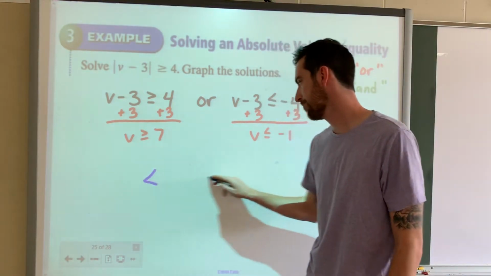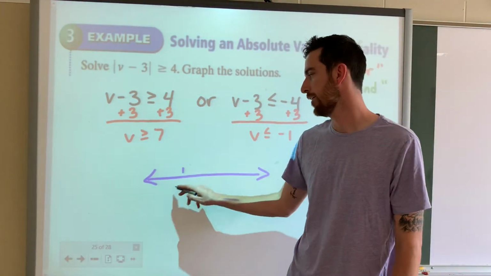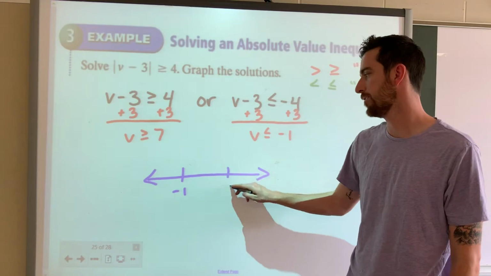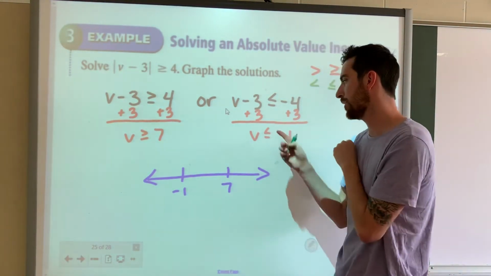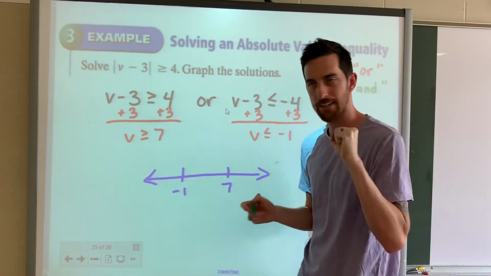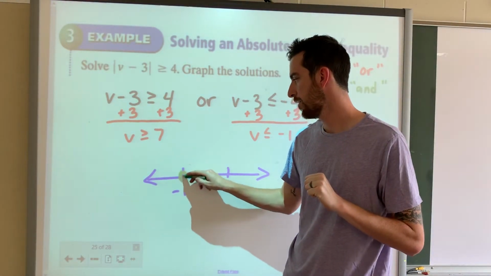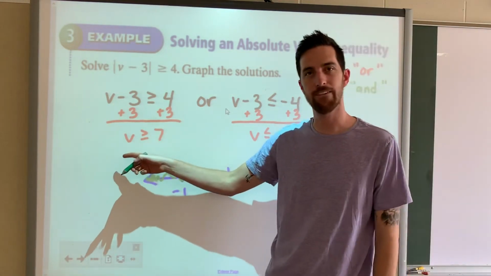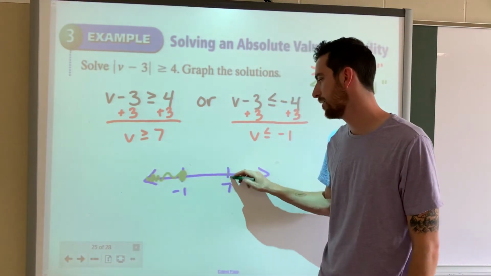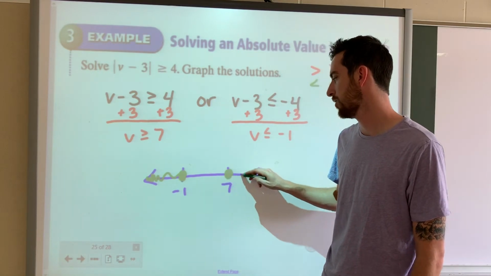Okay, if this was a number line, negative 1 is smaller than 7. Look at the symbol with the negative 1, less than or equal to. Solid dot, shaded to the left. Look at the symbol for 7, solid dot, shaded to the right.